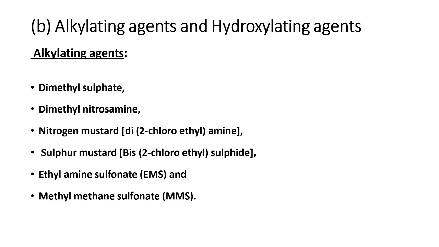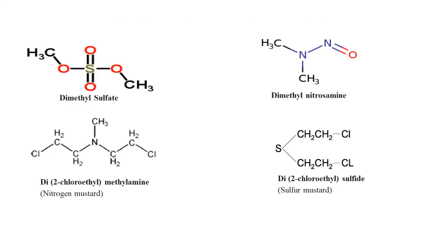Next is about the alkylating agents and hydroxylating agents. I have shown you some examples of alkylating agents, and here some other examples are also given: dimethyl sulfate, dimethyl nitrosamine, then ethyl methane sulfonate, and methyl methane sulfonate. And formerly I have given the examples of nitrogen mustard and sulfur mustard. All these are alkylating agents which can cause changes in the DNA bases during replication.